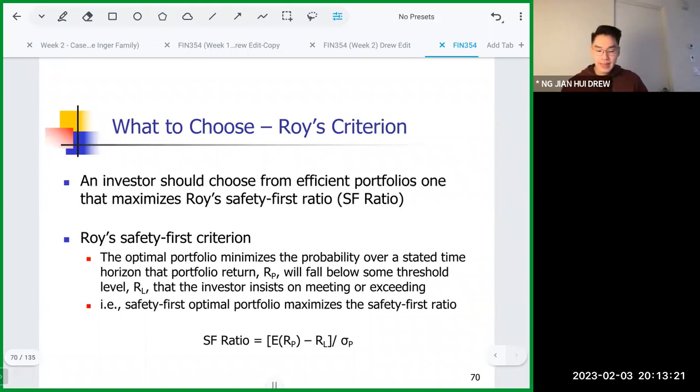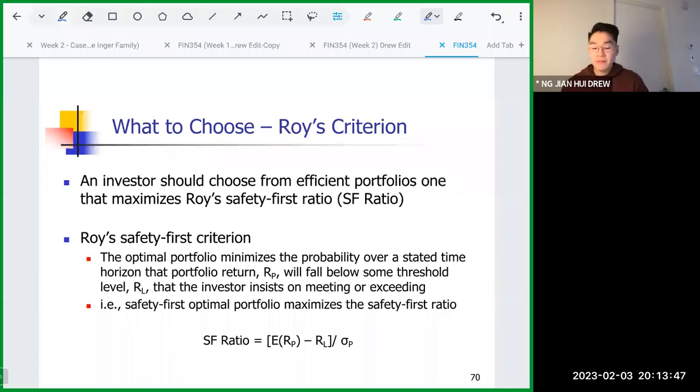All right, so let's look at this safety first ratio. So what's this safety first ratio? Basically, it's a different form of your Sharpe ratio. Okay, why do I mention this? So the safety first ratio, first of all, tells you or gives you the portfolio that the investor should choose. And again, the higher, the better, all right?